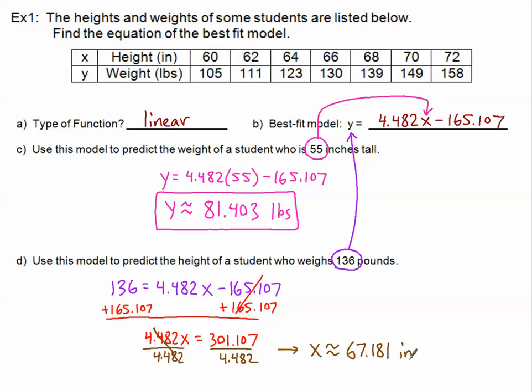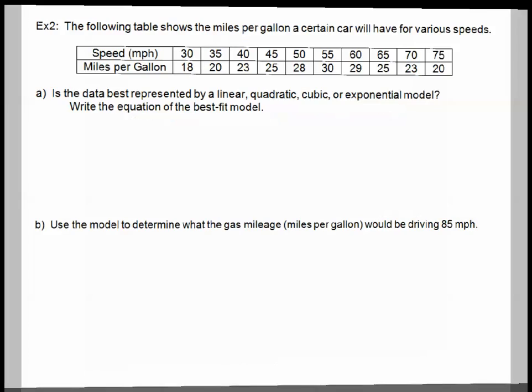67.181 inches tall. So we can use our prediction equation that we find from the calculator and predict for whichever variable we need. So there's an example of a linear. Let's move on to our next example.